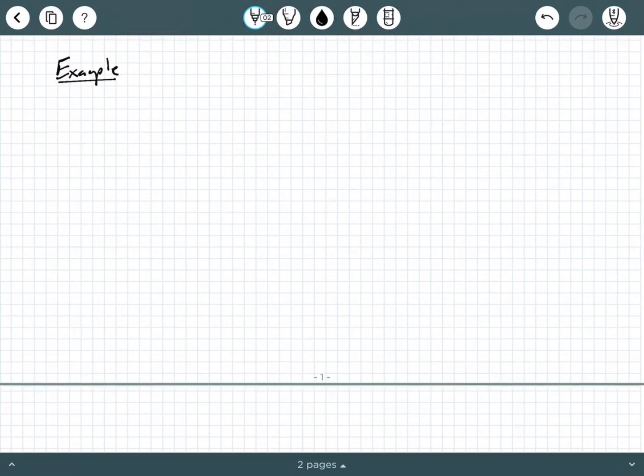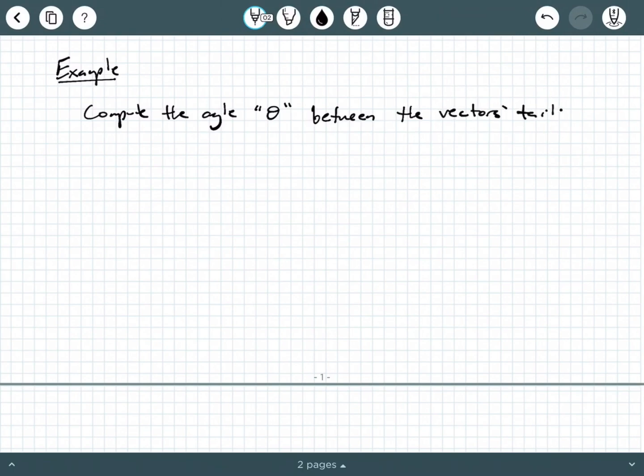Here we go. Here's our next example. In this next example, I want us to compute the angle theta between the vectors' tails. I'm going to give you a vector A of negative 3i minus k, and a vector B of 2i minus 3j plus k.